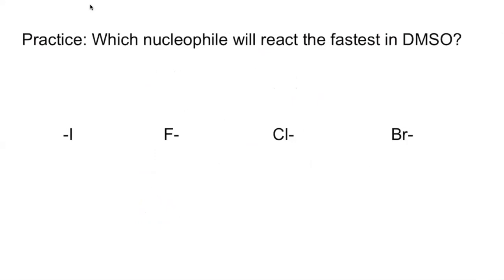So to reinforce what we just learned, we have a quick practice problem for you guys. This is an example of something that you could expect to see on an exam or on a homework assignment for 3570 or for our course this week. Which nucleophile out of the 4 below would react the fastest in DMSO?